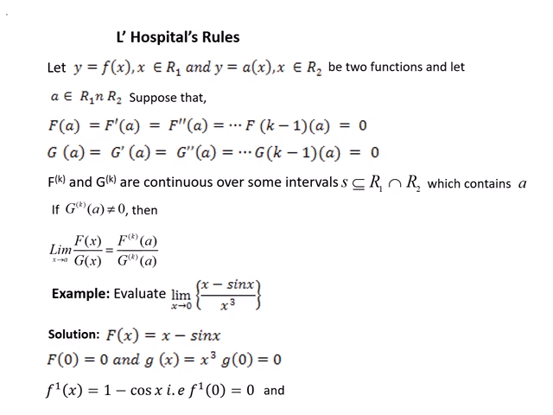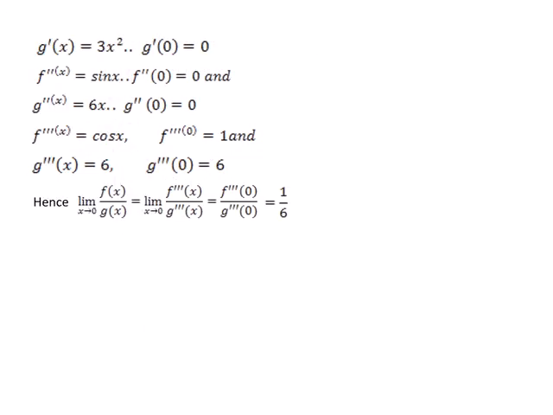Then we also look at g(s) equal to s raised to power 3. We differentiate, and g prime of s is 3s squared. Substituting s approaching 0, g prime of 0 is also equal to 0. So since the limit does not exist, we differentiate further.